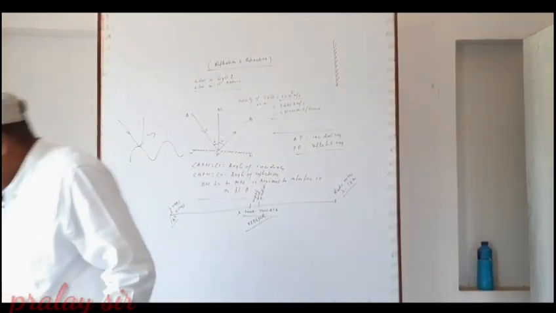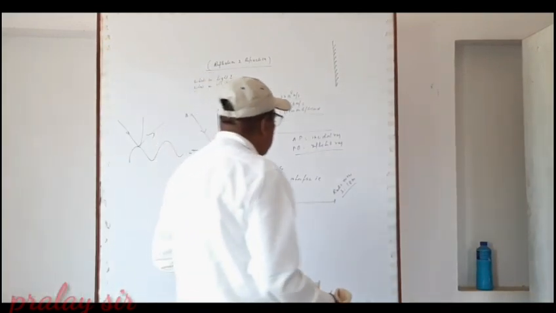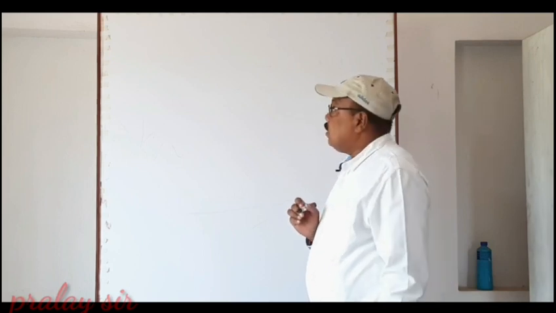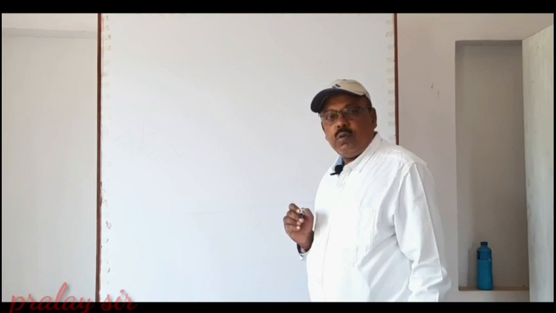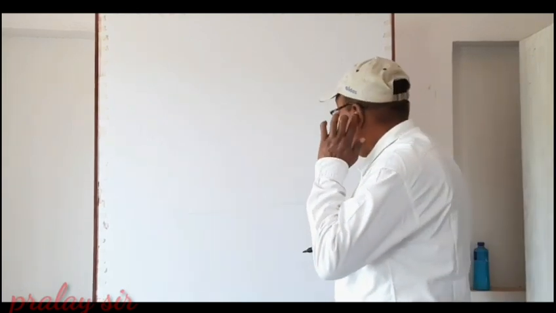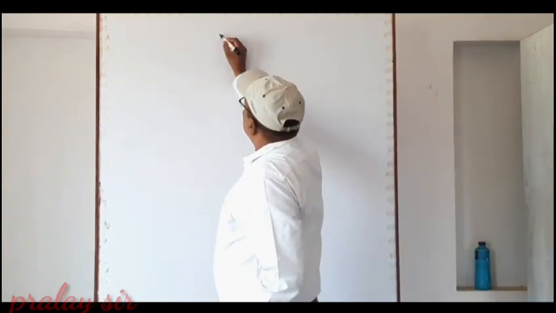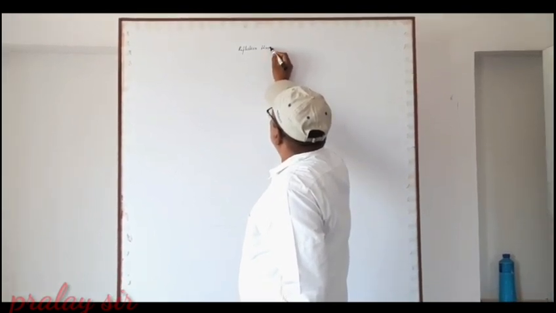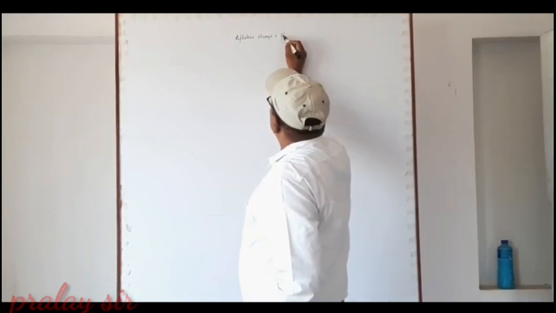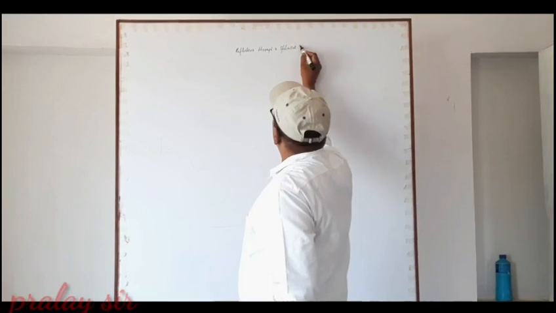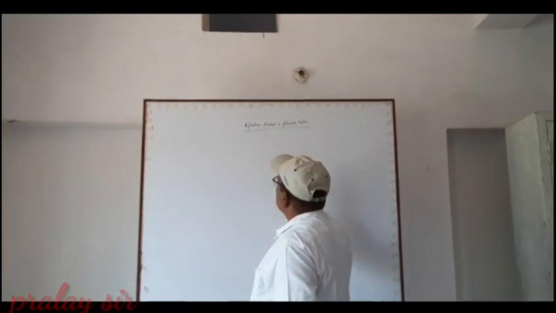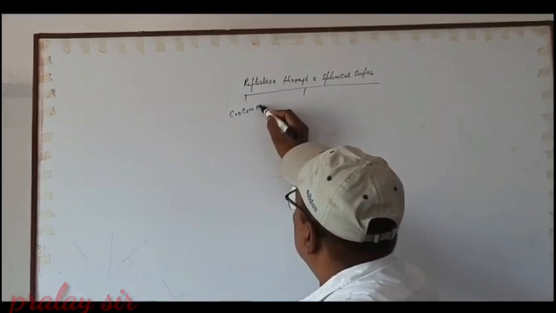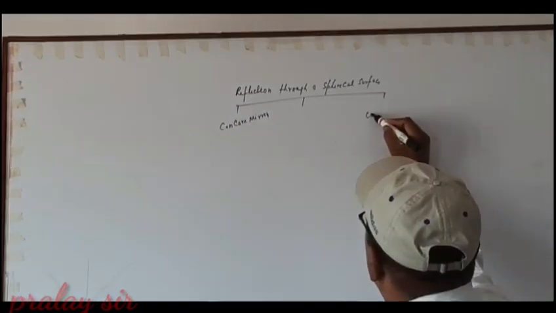Now, you write everything on your copy. Reflection through a spherical surface. First of all, we should know about the reflection through a spherical surface. Here, there are two types of surface. First is the concave mirror, another is the convex mirror.